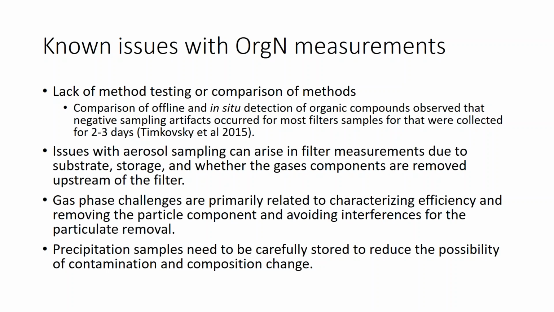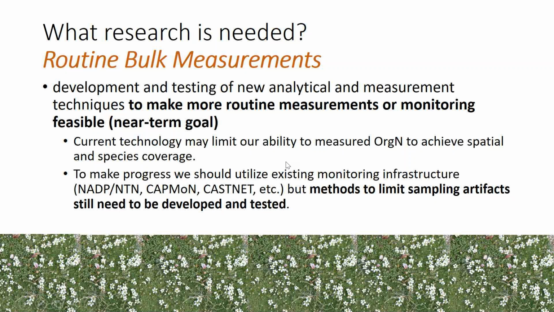And then precipitation samples need to be carefully stored to reduce the possibility of contamination and composition change. There have been papers published about that. But what do we need to do moving forward to better understand organic nitrogen? Really, we need to develop and test new analytical and measurement techniques to make routine measurements or monitoring feasible.